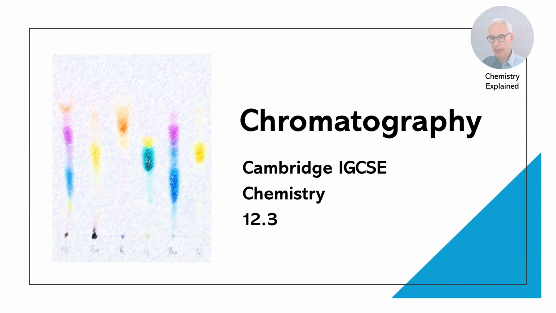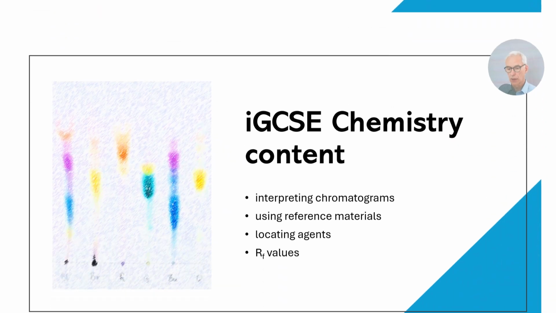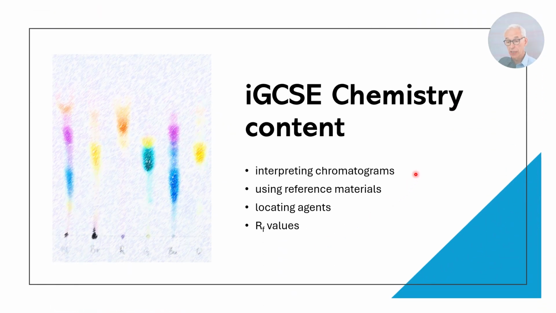Chromatography for Cambridge IGCSE Chemistry. You firstly need to be able to interpret chromatograms, then interpret the use of reference materials in chromatograms, the purpose of a locating agent and the use of a locating agent, and then what is meant by retention factor, RF values, and how are they used.